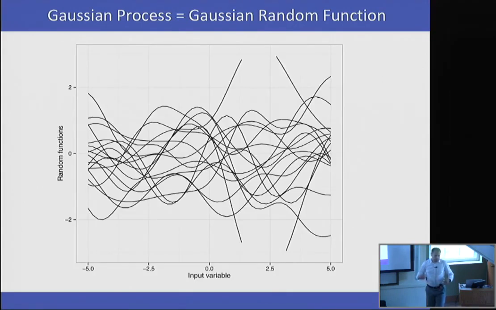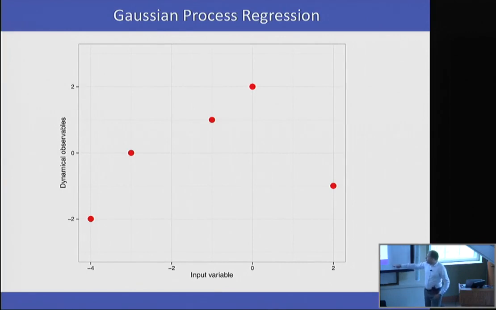So a Gaussian process is simply a Gaussian random function, which is nothing else than an infinite ensemble of random functions that are Gaussian distributed around some mean function. So we have a bunch of points, we call them training points. These could be your dynamical observables, and we want to approximate them with the Gaussian process, right?